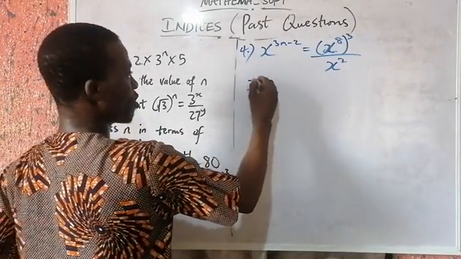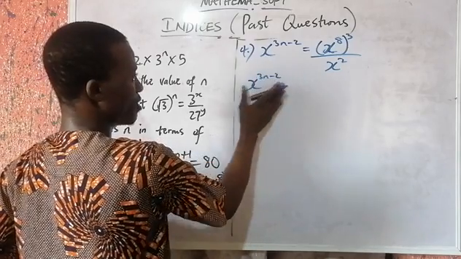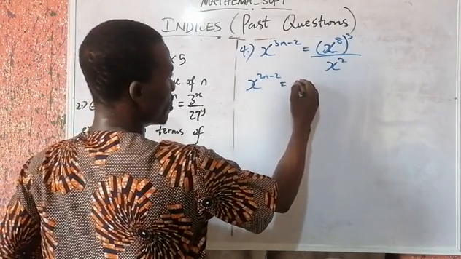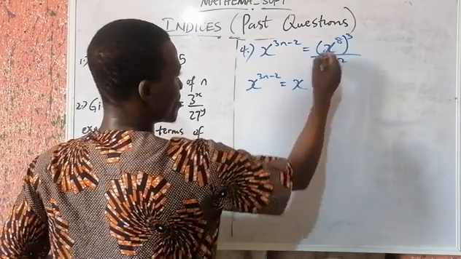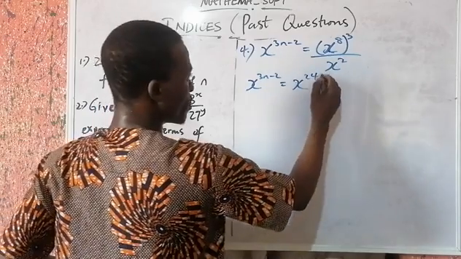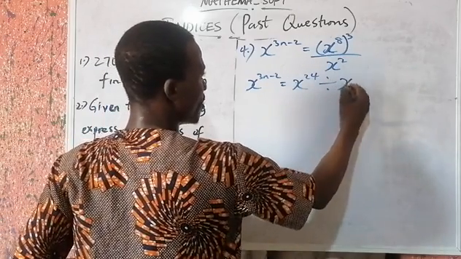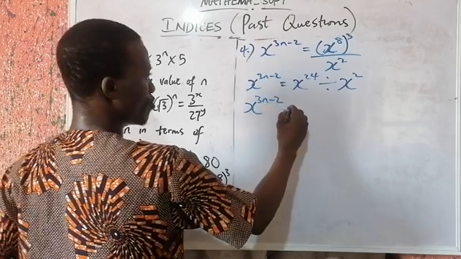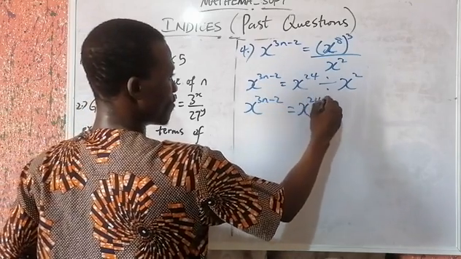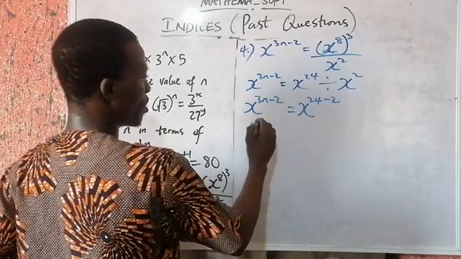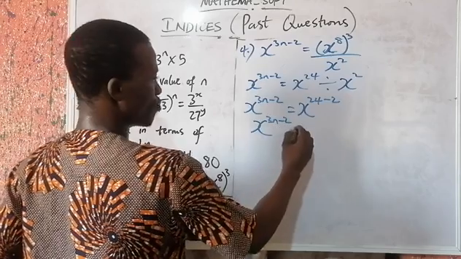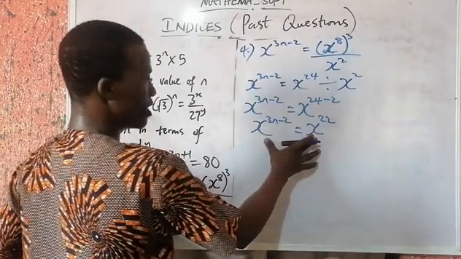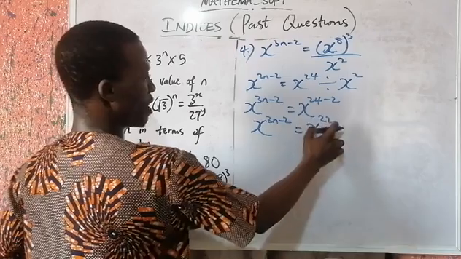So the first thing, let me concentrate on this side. This side is already settled. So on this side, I'm having x raised to power 8 times 3, that will be 24, divided by x raised to power 2. So x raised to power 3n minus 2 equals x raised to power 24 minus 2. x raised to power 3n minus 2 equals x raised to power 22. So let's compare the two sides. The bases are the same, so the powers can also be compared.